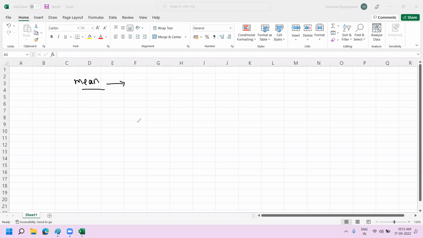What is the advantage of a mean? And what are the disadvantages of a mean? First, let us discuss that, then we'll do that with an example. Find the central value. Okay. Central value, correct. Advantage?